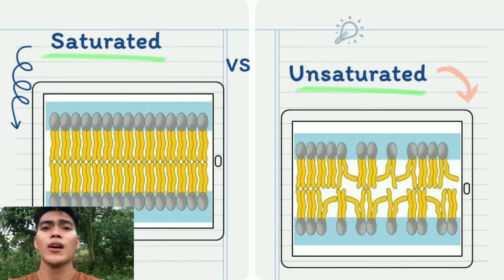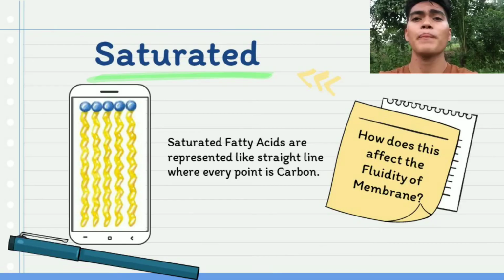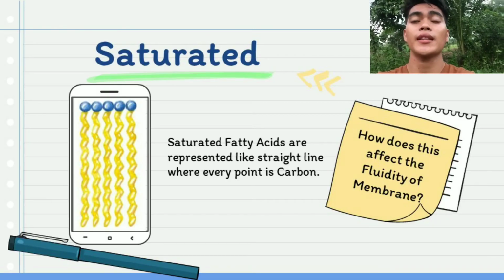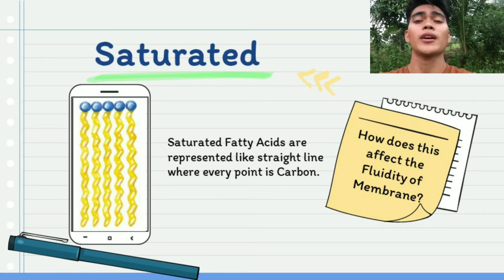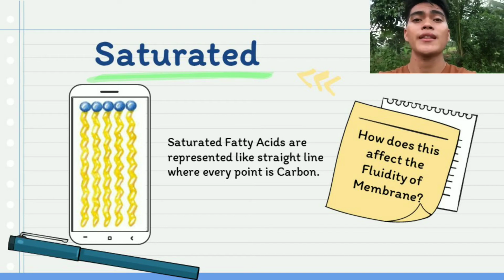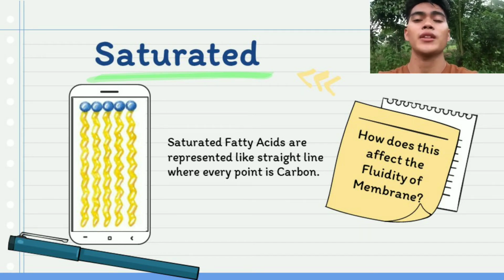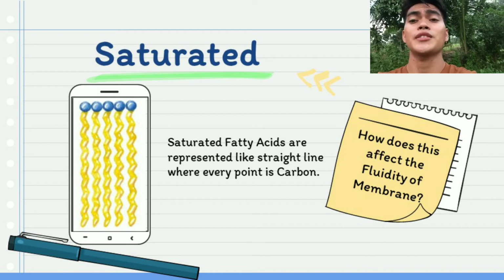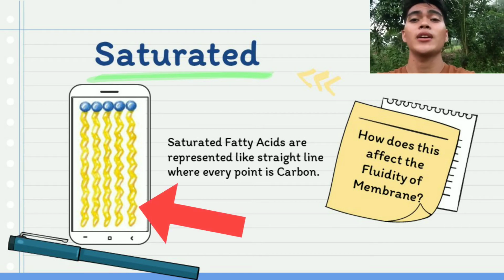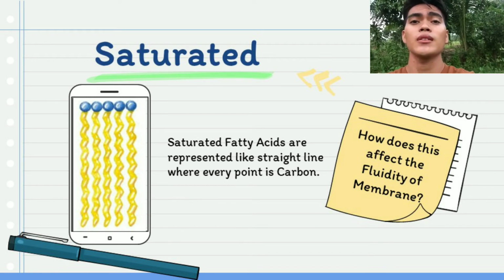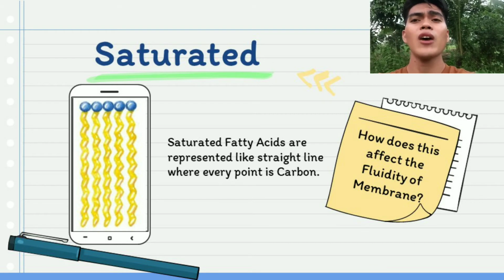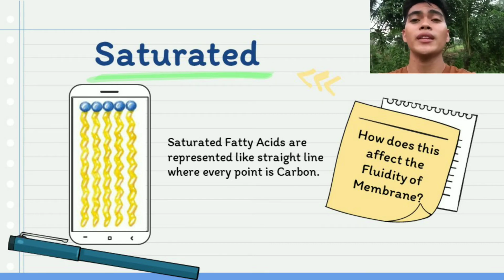We will find out how these two fatty acids affect membrane fluidity. Comparing the presence of saturated and unsaturated fats, we are talking about the fatty acid chains that are hanging below our phosphate group. Saturated is represented like a straight line where every point is carbon. So the question is, how will this affect membrane fluidity?